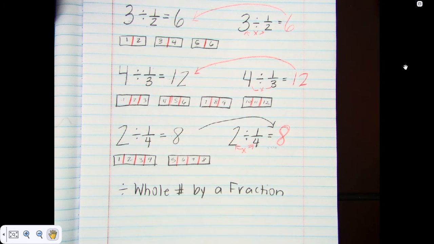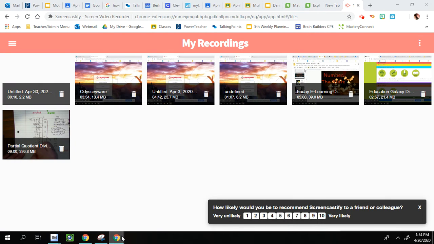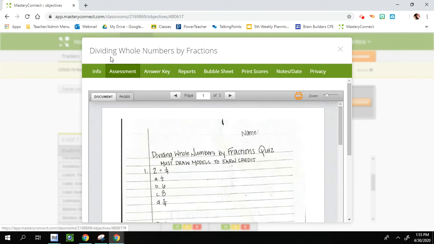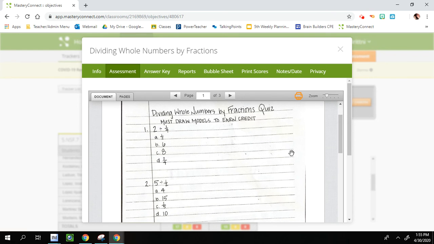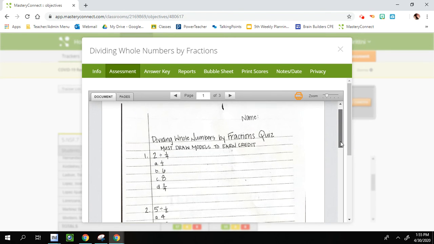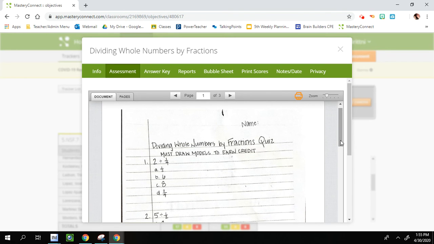So once you log into Mastery Connect, you're going to be looking for the quiz that says dividing whole numbers by fractions. And when you open it up, it will look like this. You will see that it is a handwritten quiz that we've scanned in there. If you have any questions while you're working, please reach out through Talking Points or let me know through Google Classroom, and I can help you with anything that you need.